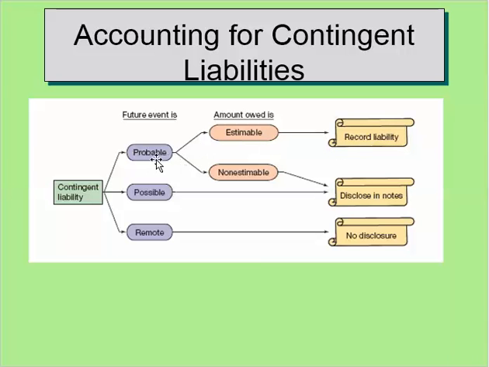If it's probable, meaning the attorney says that it's likely you're going to lose, but we can't estimate an amount, I'm not sure how the judge will rule, then we just have to make a disclosure in our notes. So in the subsequent pages to our financial statements, we would put something in there that we have this pending lawsuit. It looks like we're going to lose, and the amount could run from $2 to $5 million, something like that.